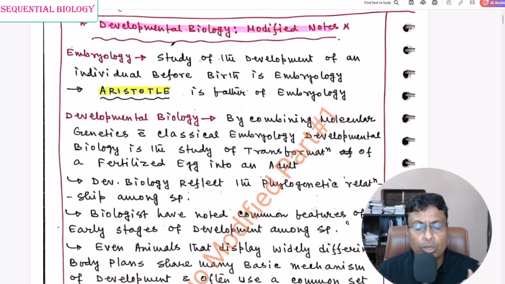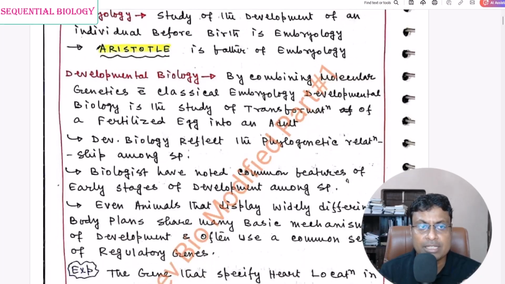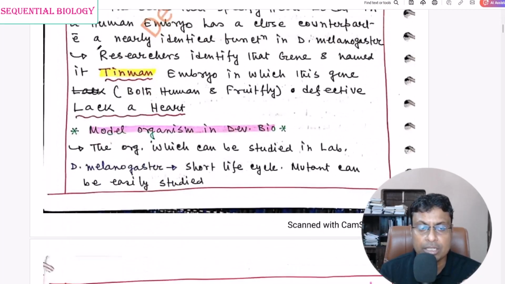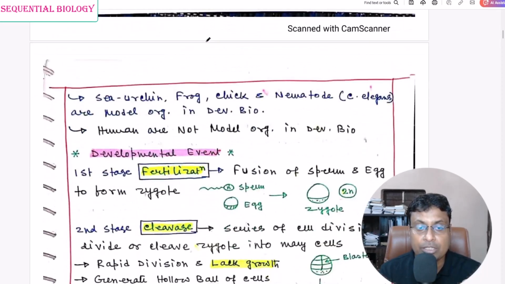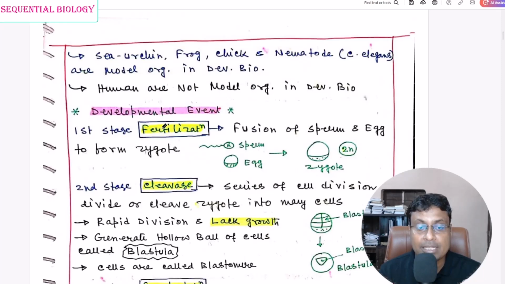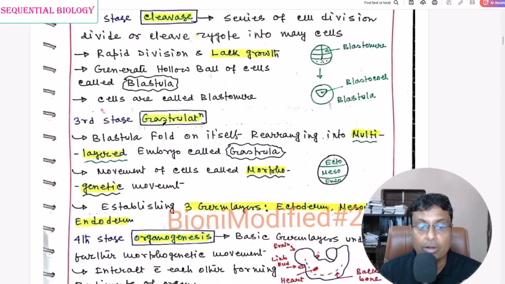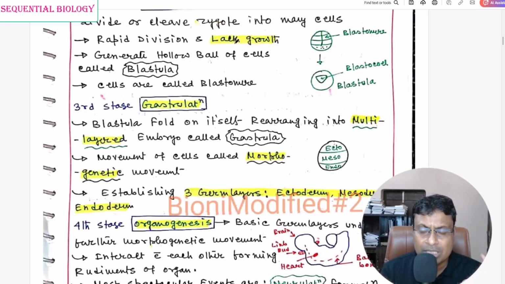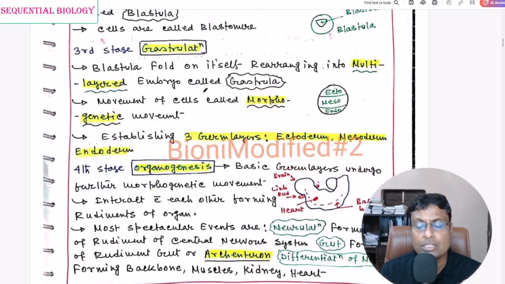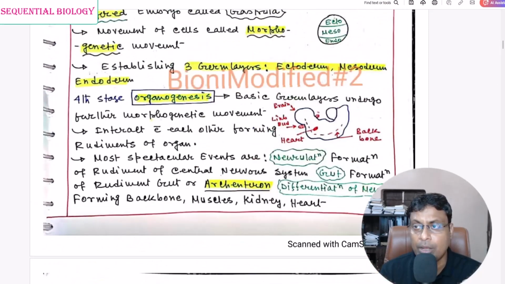And today we will be talking about the basic concept of developmental biology, and we will discuss the differences between embryology and developmental biology. And also we will build a few concepts on model organisms in developmental biology and the developmental events, that is fertilization, cleavage, gastrulation, organogenesis. You should have a clear concept about these developmental events, and we will discuss them elaborately later. But here we will just get a basic concept about these events, and at last we will discuss the differences between embryo and fetus.